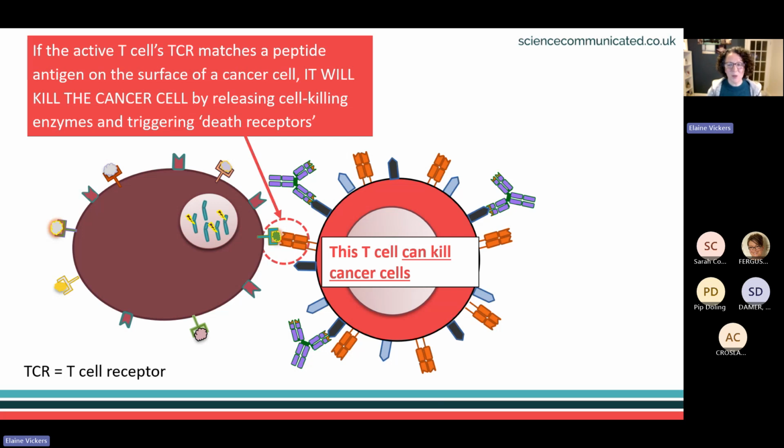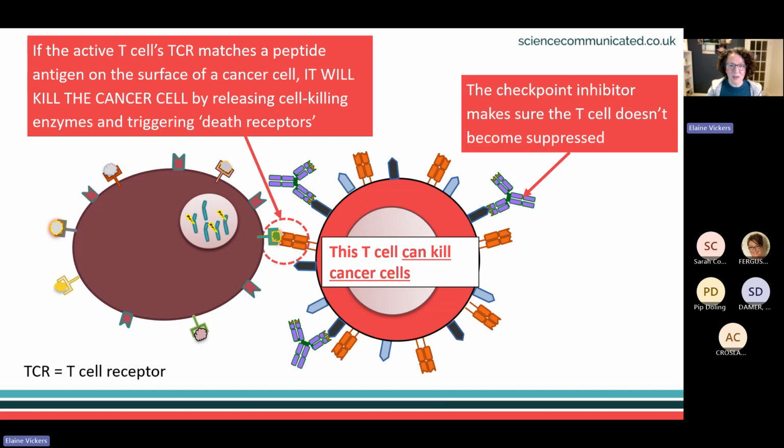And you will have done that person a lot of good if you've managed to activate sufficient numbers of T cells to really make a difference and keep that cancer under control. So the T cell receptor is connecting with the neoantigen. That's the signal for the T cell to kill the cancer cell, and you're keeping the T cell active with a checkpoint inhibitor, which prevents, in this case, PD-1 from connecting with PD-L1.